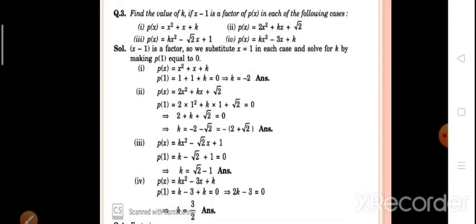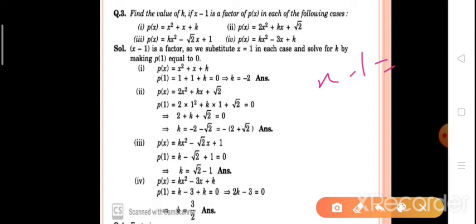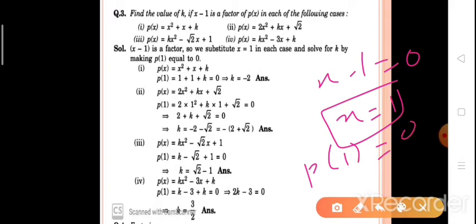Now let us move to question number 3. Find the value of k if x minus 1 is a factor of p(x) in each of the following cases. Again students, just think about it. It is the same. This question is of the form of example number 2. Here you have to find the value of k, right? But here it is given that x minus 1 is a factor. It means x minus 1 is equal to 0, that is, x is equal to 1 here. So p of 1 will be 0 always. Why? Because you have been given that x minus 1 is a factor.